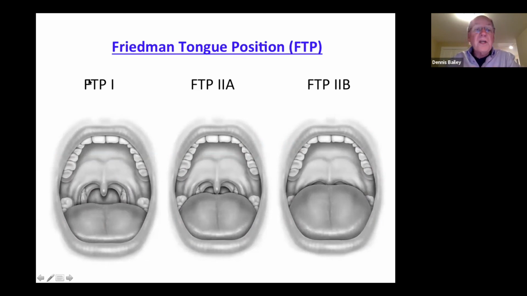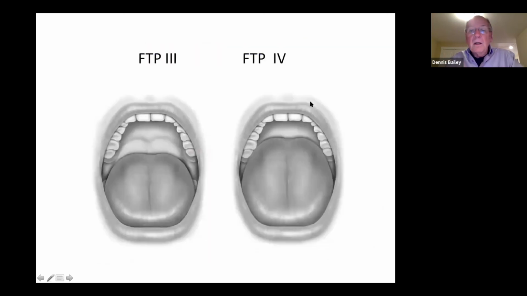And so here we see FTP1, FTP2A and 2B. I think he likes Shakespeare. He has 2A or 2B. I'm not sure that resonated. FTP3, and FTP4. This is critical. This is going to help us to define endotypically what's happening with a patient mechanistically with their tongue position, okay?